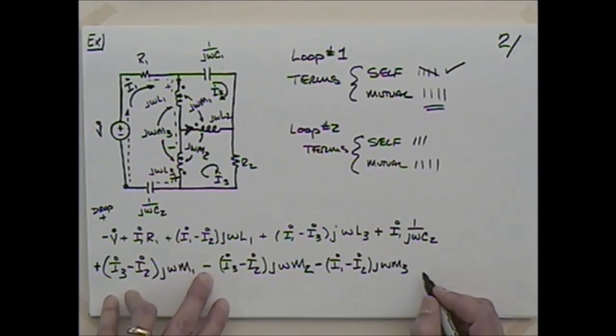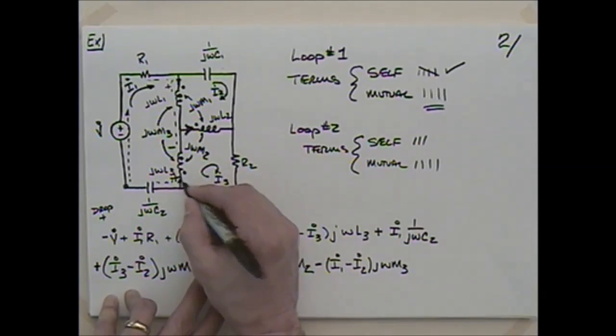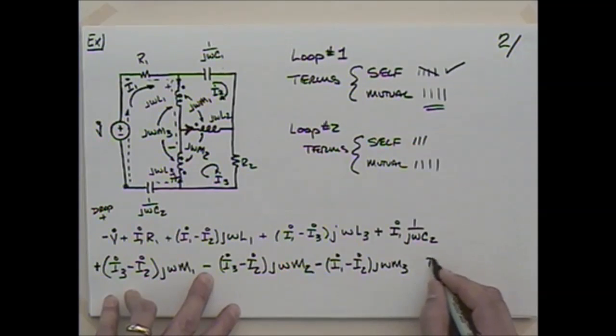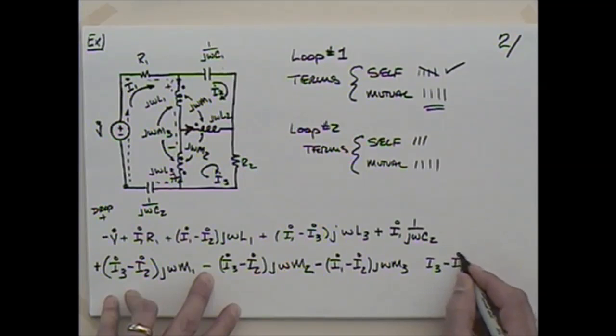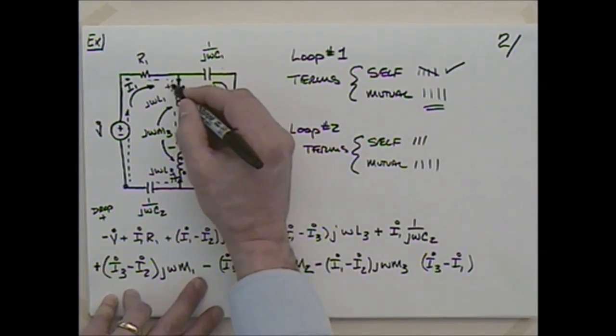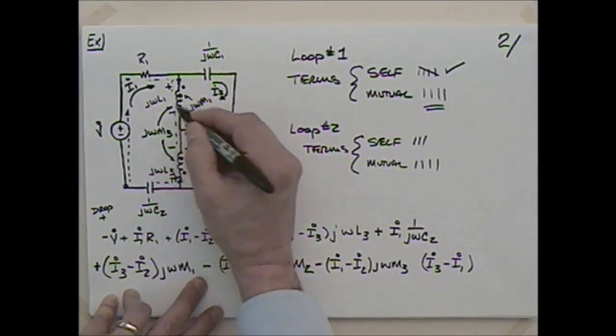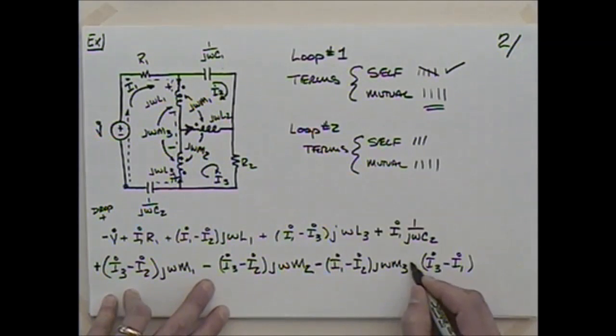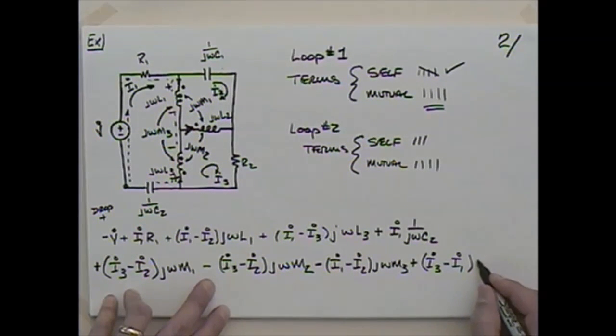And then what do we want? The last one would be the current going into this dot. What's that? I3 minus I1. I3 minus I1 goes into this dot, so that's going to induce a voltage that is positive here and negative there, so that's a drop. We'll take that as positive, and that will be j omega M3 also.